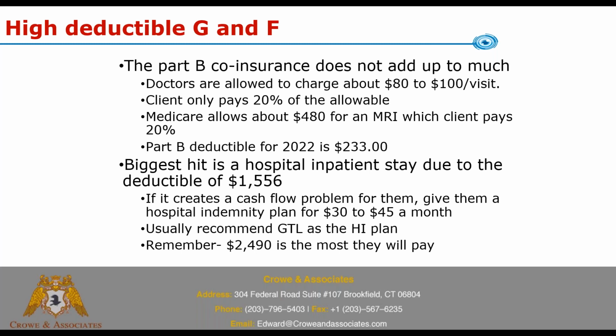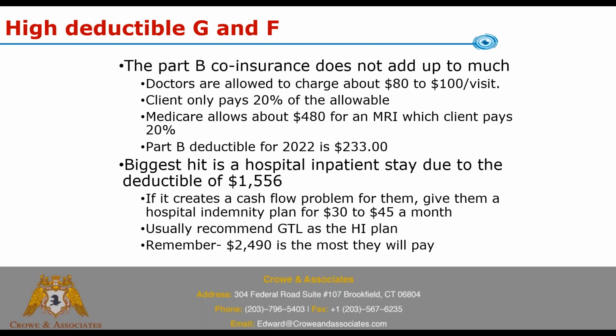I kind of talked over this slide a little bit before, but I just want to reiterate the point. So, with the Part B and Part B coinsurance that goes towards that $24.90 on a high deductible G, it doesn't add up to much. So keep in mind, doctors are only allowed to charge Medicare allowable amounts. So on a primary visit, Medicare only allows about $80, regardless of what they bill. On a specialist, $100 is being generous. It's usually a little less than that. And the client, as Part B says, covers 80%, and so the client will only pay $20. So that's all that's going towards their out-of-pocket, because that's all they're spending out of their pocket.